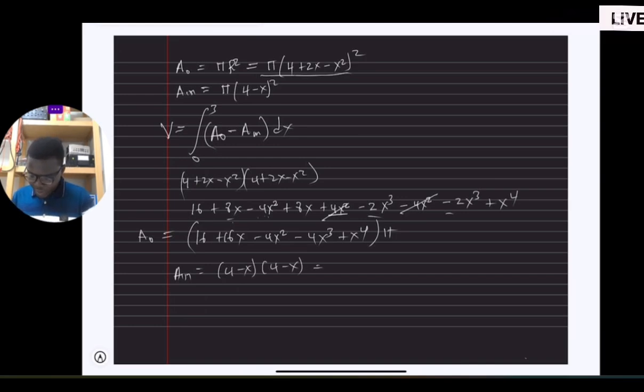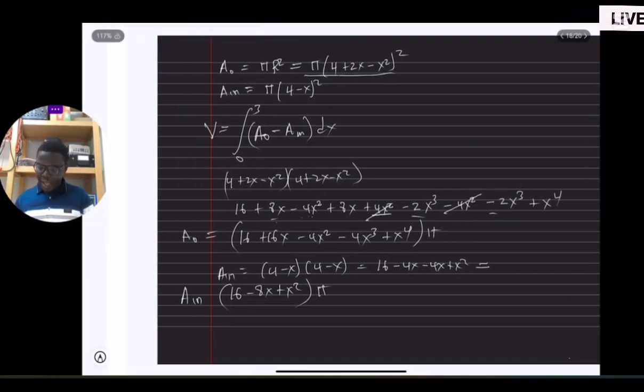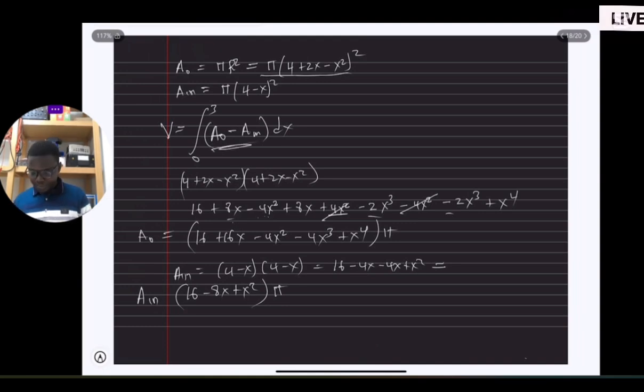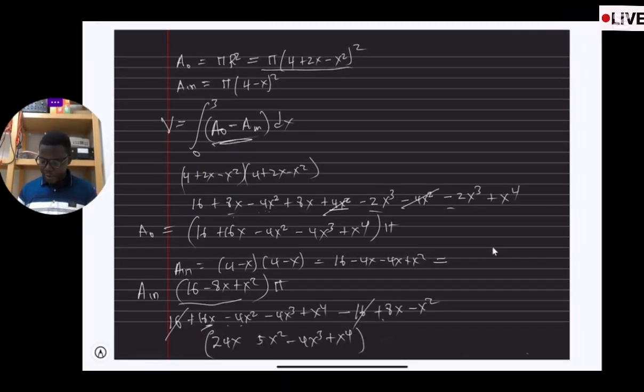That gives us 16 minus 4x minus 4x plus x squared, and that gives us 16, then minus 8x, and then plus x squared. And don't forget that the A in is also multiplied by pi. So when we subtract the A out minus the A in, based on this, that is the volume.